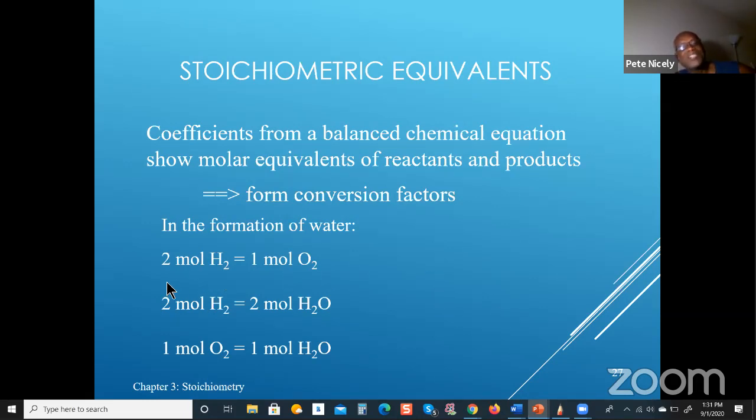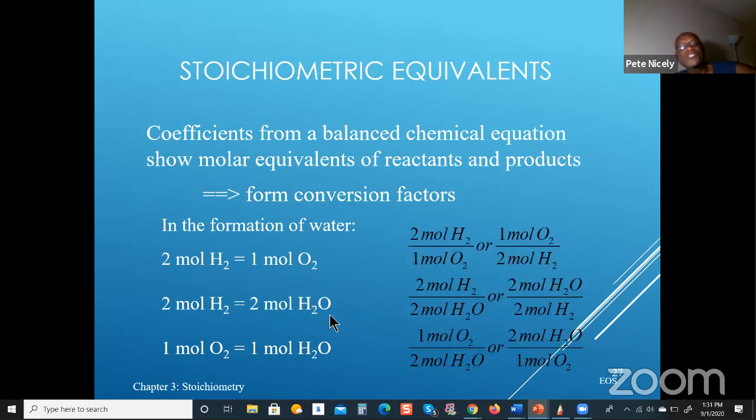So based on the equation that we just saw on the previous 2 slides, you can establish the relationship between hydrogen and oxygen. 2 moles of hydrogen is equal to 1 mole of oxygen. You can do the same thing between hydrogen and water. And you can establish also a similar relationship between oxygen and water, right? And that's very important, as you're going to see later on when we do certain calculations, all right? So these are the conversion factors that would represent each of these relationships, right?